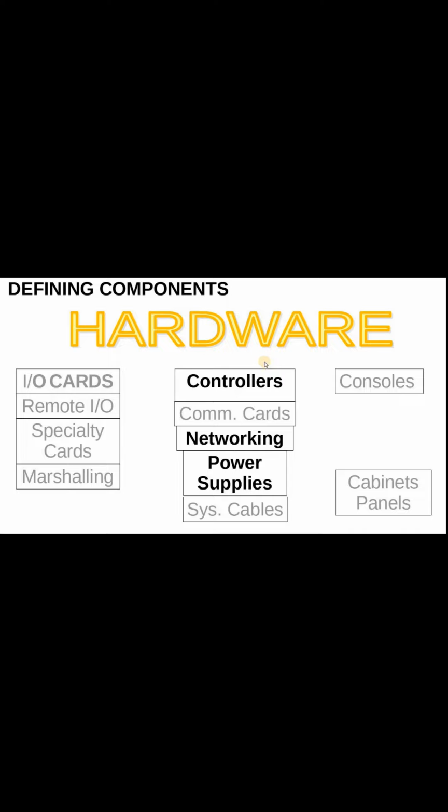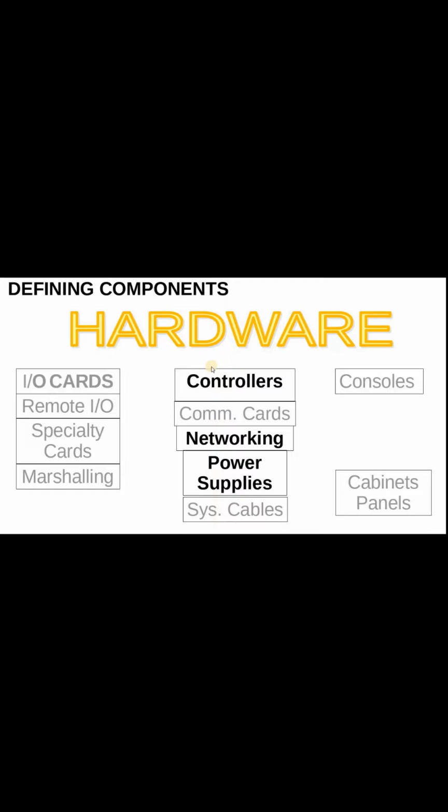If we look at the hardware, in general, we can see the I/O cards, which are mounted inside the PLC cabinet or in the marshalling cabinet, but sometimes we move them to the field. In this case, we call it a remote I/O. Some specialty cards we will look at individually in a separate video. All the field cables can go through a marshalling cabinet to be connected to the I/O cards.